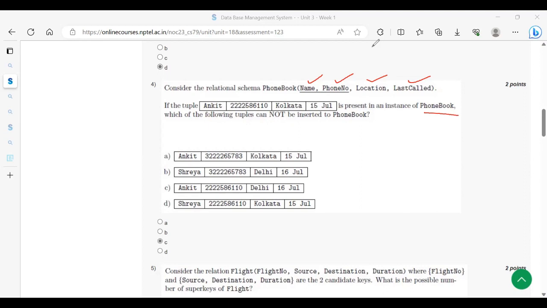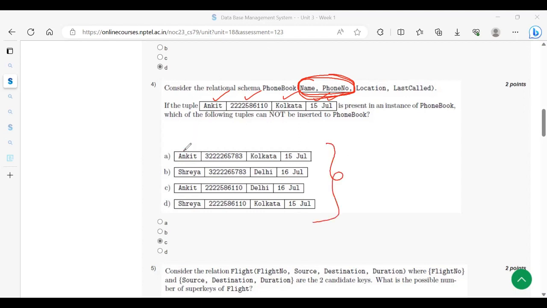Remember, if they underline phone number, this is called something like a key. A key is nothing but something that should identify the entire relation. So remember, already we have Ankit, 42581160, Kolkata, 15 July. And in the following, which cannot be inserted?